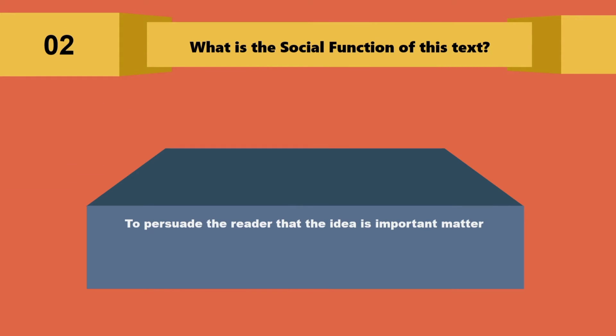Next, here there is a social function of an analytical exposition text. So, what is the social function of this text? That is to persuade the reader that the idea is an important matter. So, tujuan sosial dari teks analitis adalah untuk meyakinkan pembaca bahwa pemikiran tentang itu adalah persoalan yang penting.